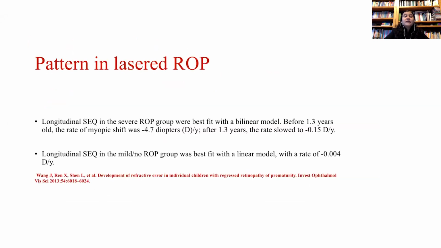What is the pattern in lasered ROP? Longitudinal spherical equivalent in the severe ROP group, in one study, was best fit with the bilinear model. Before 1.3 years of age, the rate of myopic shift was minus 4.7 diopters per year, and after 1.3 years, the rate slowed to minus 0.15 diopter per year, while longitudinal spherical equivalent in the mild ROP or no ROP group had a best fit linear model with a rate of minus 0.004 diopter per year.